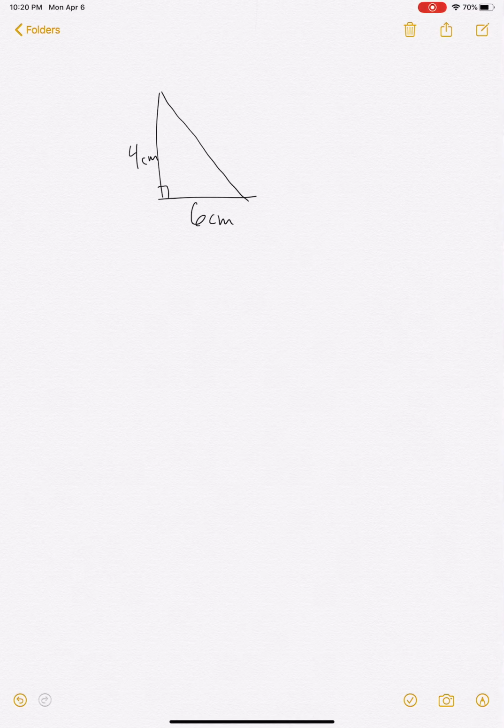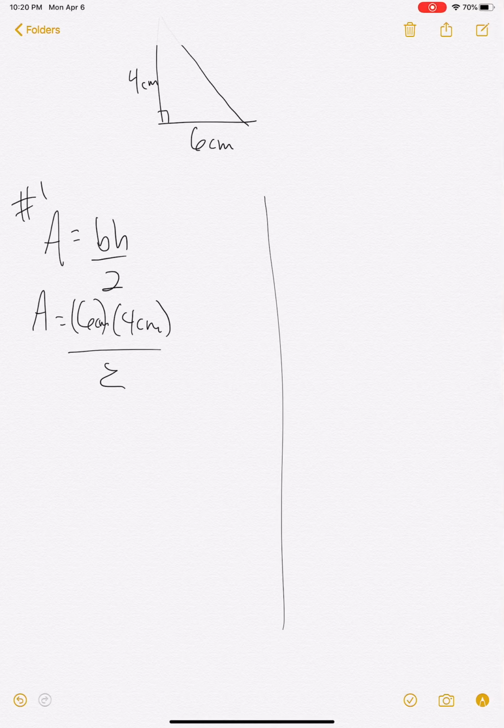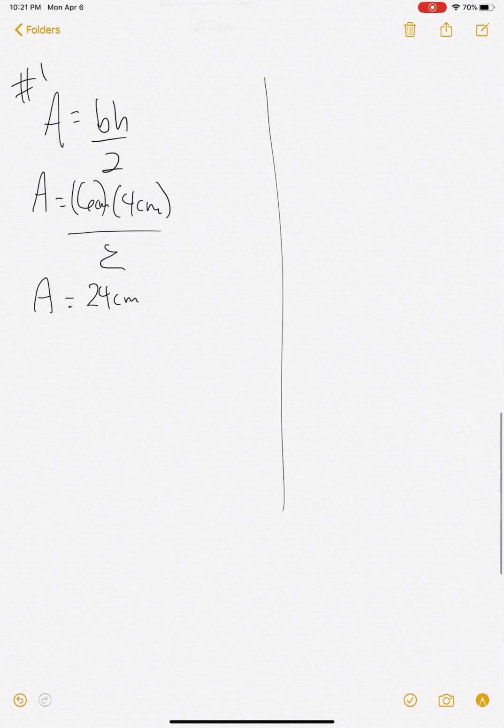So we'll do this one last time as an example. Our first formula, so we'll just do formula 1, is area is equal to base times height over 2. We're going to plug in the numbers. So area is equal to our base, which is 6 centimeters, times our height, which is 4 centimeters, and we're going to throw that over 2. Our area is therefore going to be 24 centimeters squared over 2, and we're going to always simplify it. It's going to be 12 centimeters squared is going to be our final answer.